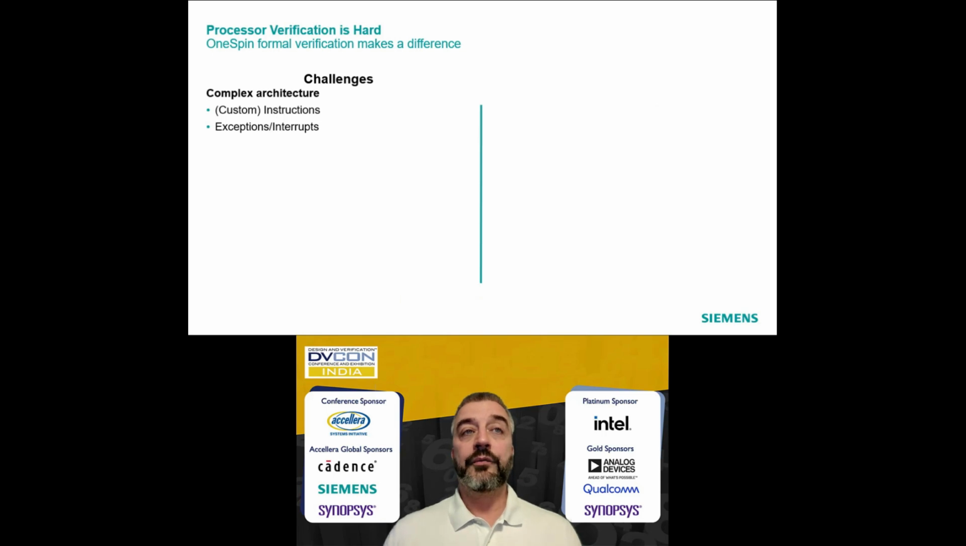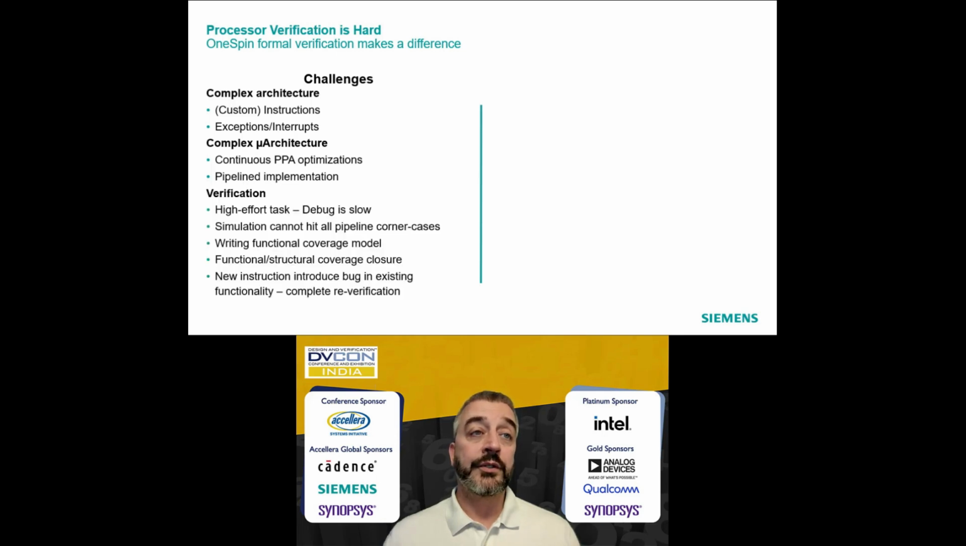And finally, before coming to the formal side of things, let's look at the verification in general. So I'm not talking RISC-V specific here. You have your complex architectures with exceptions and potentially custom instructions. On top of that, you have the microarchitecture requirements that pose additional verification challenges, which turns general processor verification into a high effort task. You not only have to consider instructions, but also arbitrary combinations of instructions to hit all the forwarding paths, and so on and so on and so on.